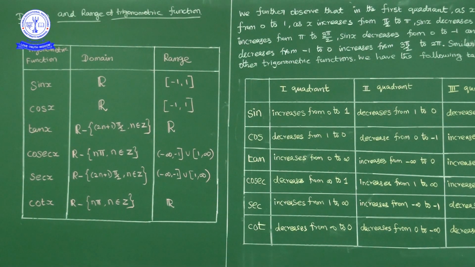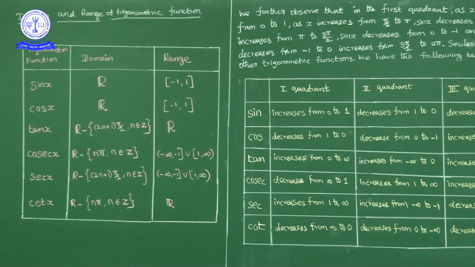Next trigonometric function, that is tan x. Tan x is the ratio of sin upon cos. So tan x is defined in all the cases except when cos is 0. Whenever cos x is 0, tan x is not defined because something by 0 is an undetermined quantity. So tan x is defined for all real numbers except when cos is 0.